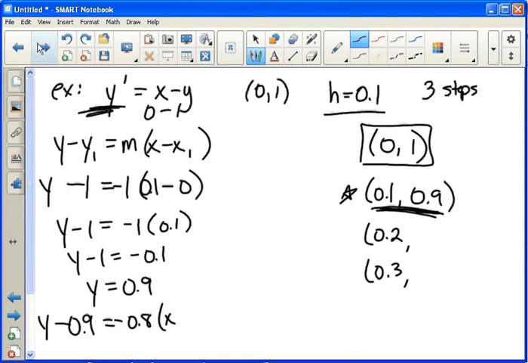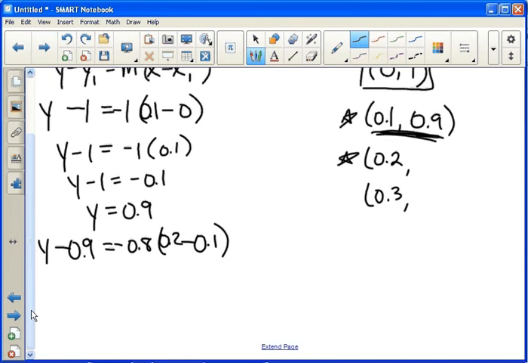Our x value right now is 0.1, and we're trying to now find this point. So I plug in 0.2 for my new x value, and I'm trying to solve for my new y value. So let's go from here. We get y minus 0.9 equals negative 0.08. So you notice this part turns into just 0.1, so it's 0.1 times negative 0.8, so that's negative 0.08. Then we add 0.9 to both sides, we get 0.82.